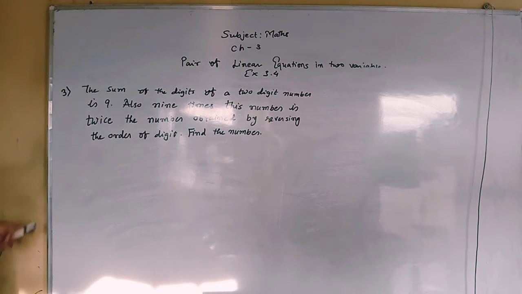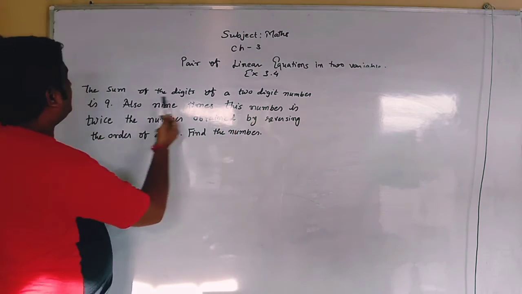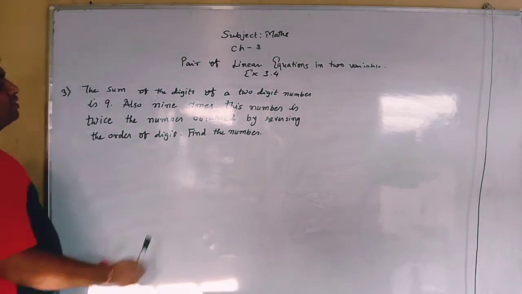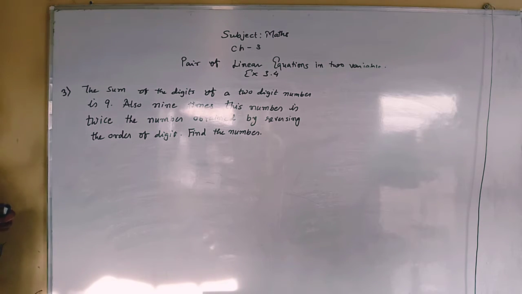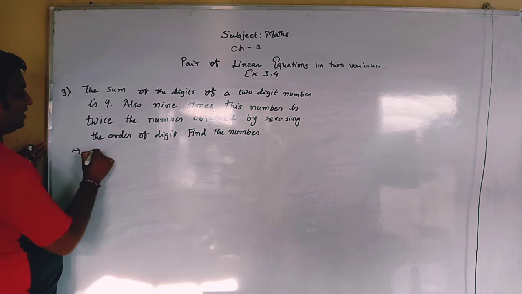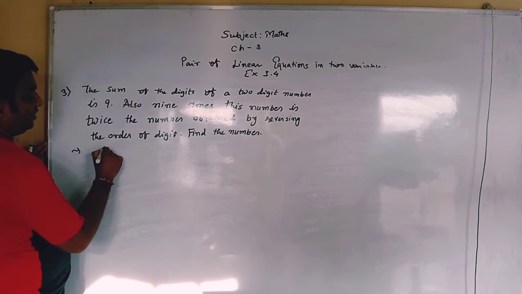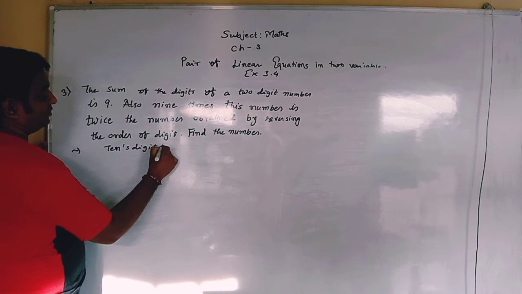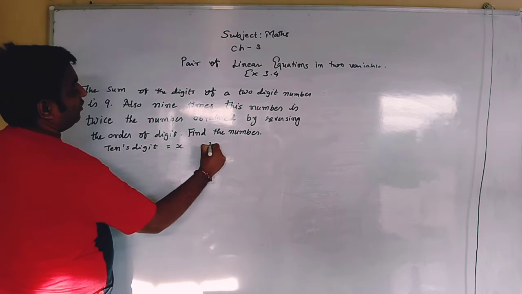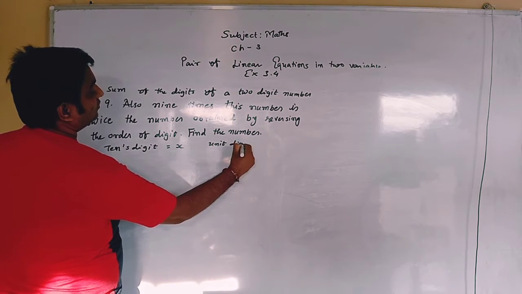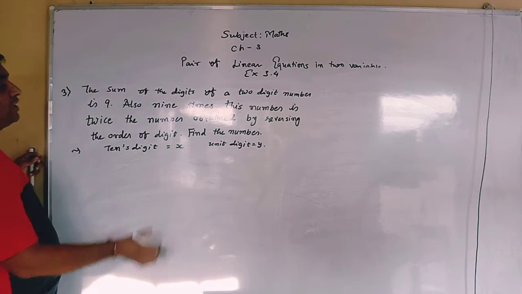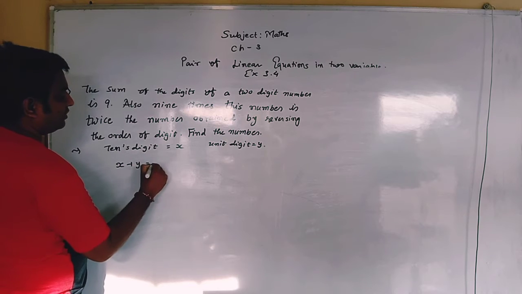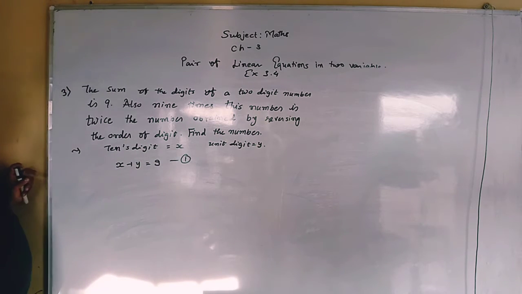Now the third question we have: the sum of the digits of a two digit number is 9, and also 9 times the number is twice the number obtained by reversing the digits. Find the number. So we know that in a two digit number, let the tens digit equal x and the unit digit equal y. So the first line is: the sum of the digits is 9, so x plus y equals 9. That is the first equation.